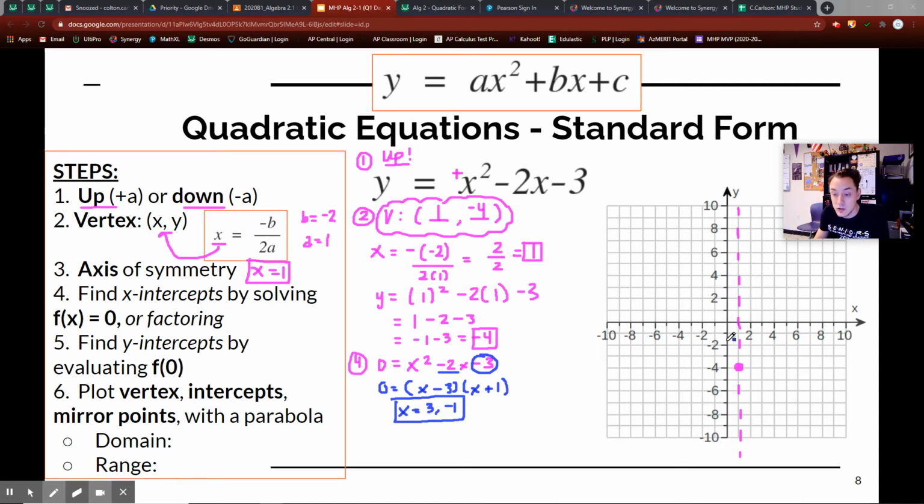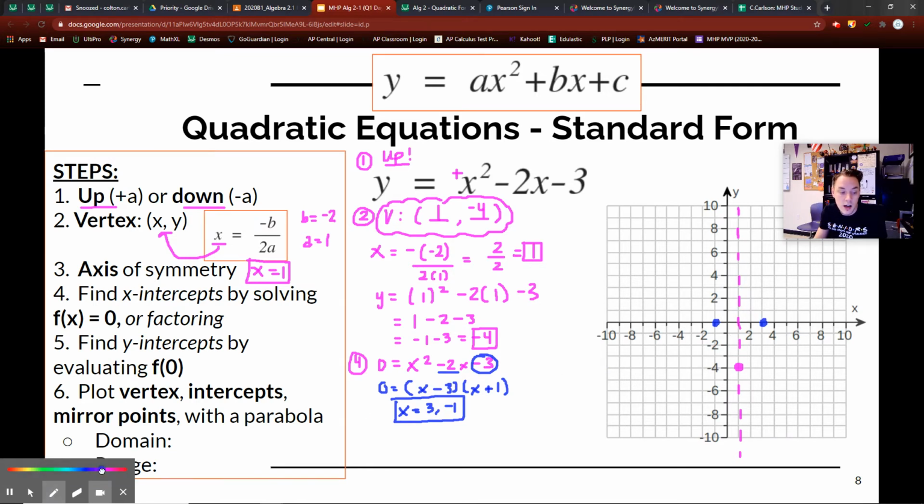Okay, so I can start plotting this. This is going to be 3 right here, so it's going to cross the x-axis right there. And negative 1, so it's also going to cross the x-axis right there. Now also notice this, guys. You ready? They are equidistant from my axis of symmetry. That means it is symmetrical on both sides. That's pretty cool. So you know you're doing it correctly when it's symmetrical on both sides.